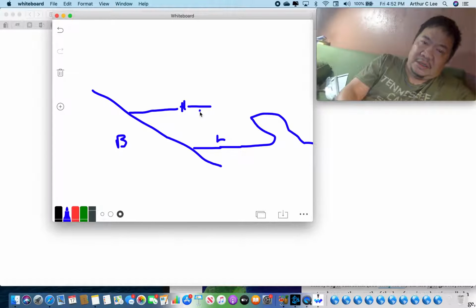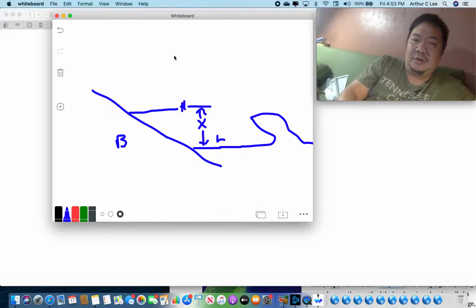So the vertical distance between high tide and low tide, marked by this X, is equal to the tidal range.